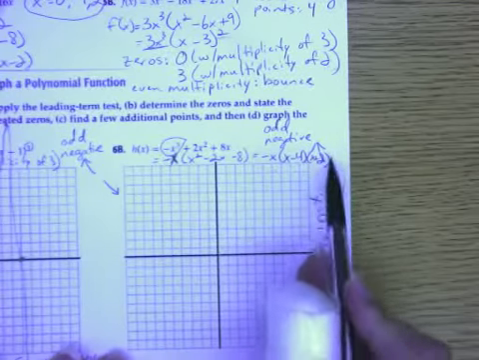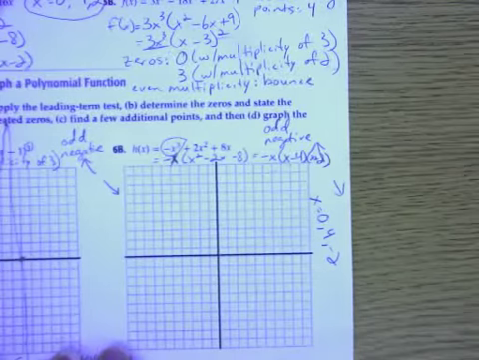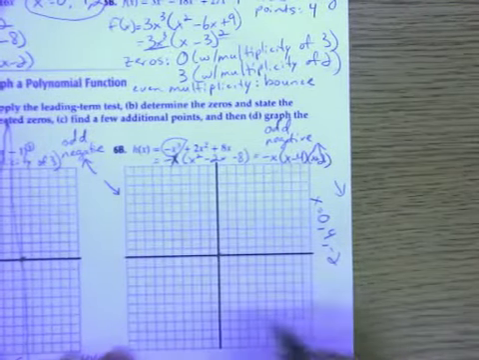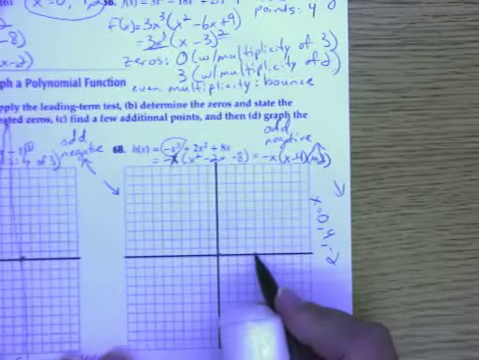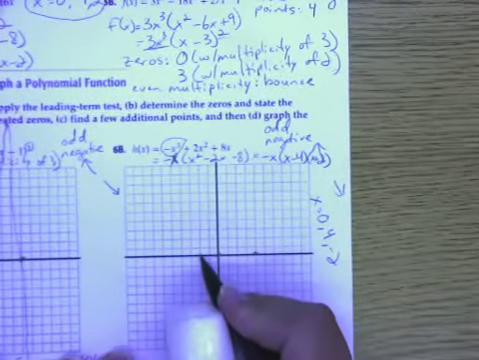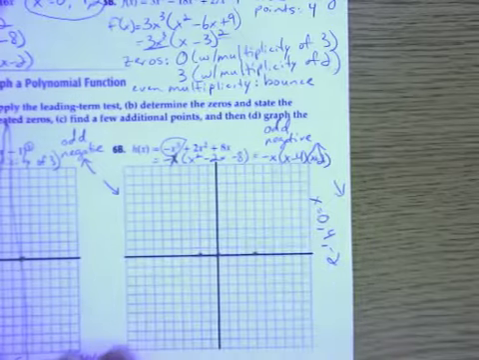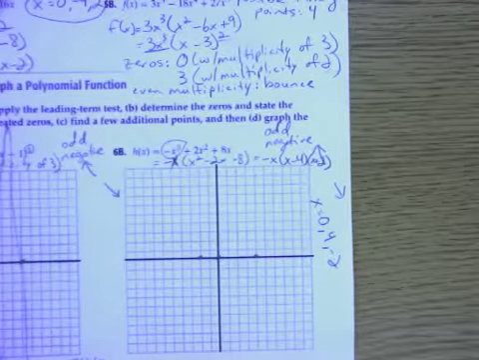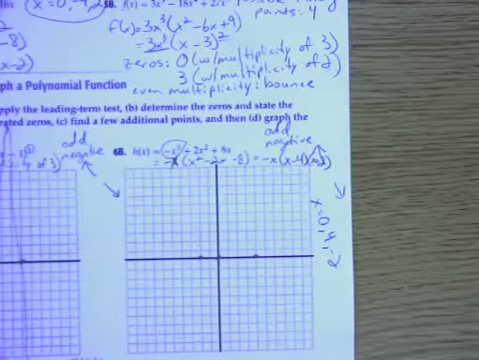Remember how we're finding these values. If this equals 0, then x equals 0. If this equals 0, then x is 4. And if this equals 0, then x is negative 2. So let's plot those. 0, 1, 2, 3, 4, and negative 2.